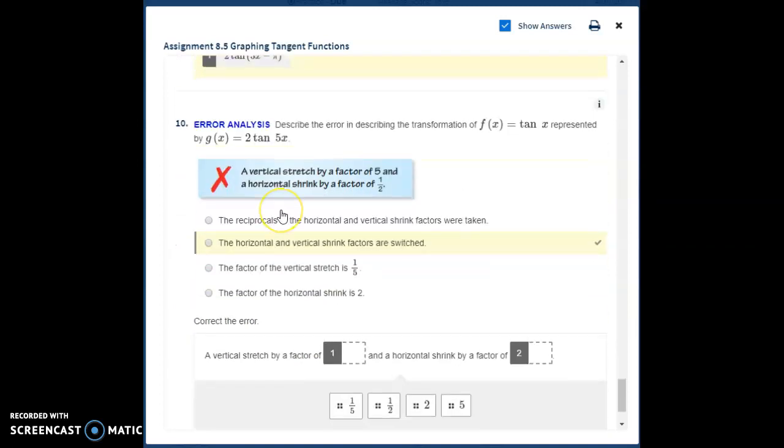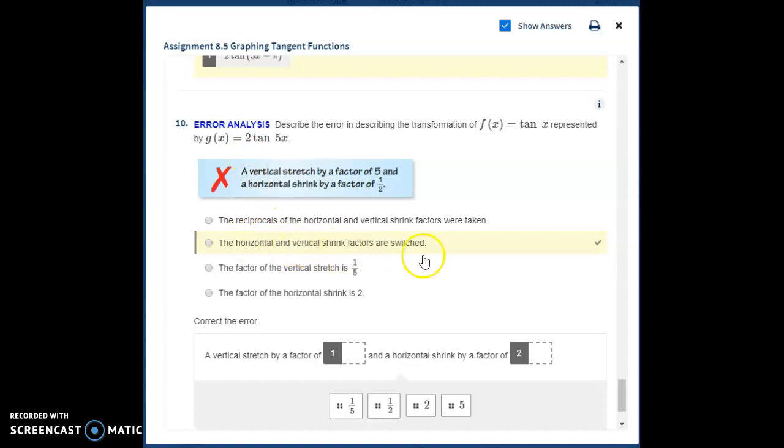And finally, number 10, describe the error. So tangent of x has been translated to 2 tangent of 5x. And it says it's a vertical stretch by a factor of 5, and a horizontal shrink by a factor of 1/2. Well, we just noticed in the last one that the horizontal shrink affected the number in front of the x. So the horizontal shrink would be a factor of 1/5, and the vertical stretch would be a factor of 2.